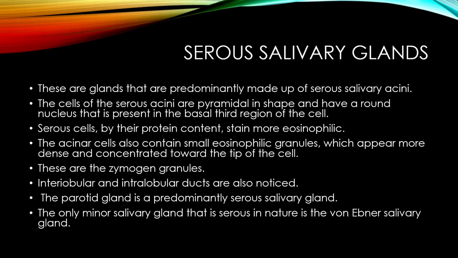Now we'll study the serous salivary glands. These are glands that are predominantly made up of salivary acini which are serous, not serious, it's serous. The serous acini are the cells which produce the different types of saliva. These are pyramidal shaped with a broad base and a basement membrane. The apex faces the lumen and they have a spherical nucleus placed at the basal region. The apical cytoplasm of these cells shows accumulation of secretory granules.